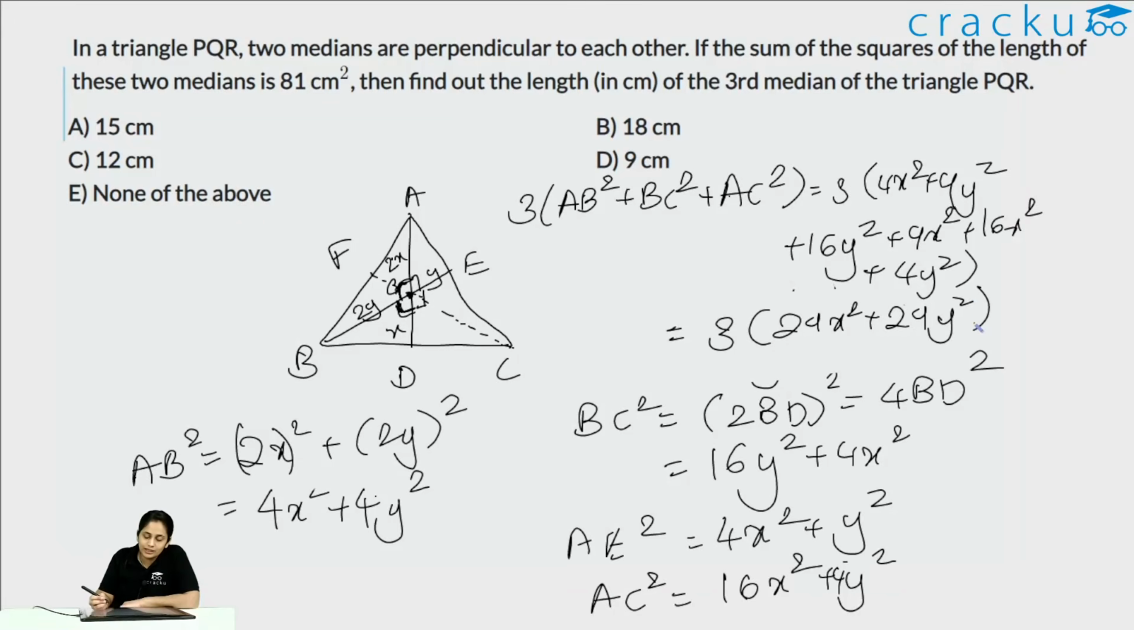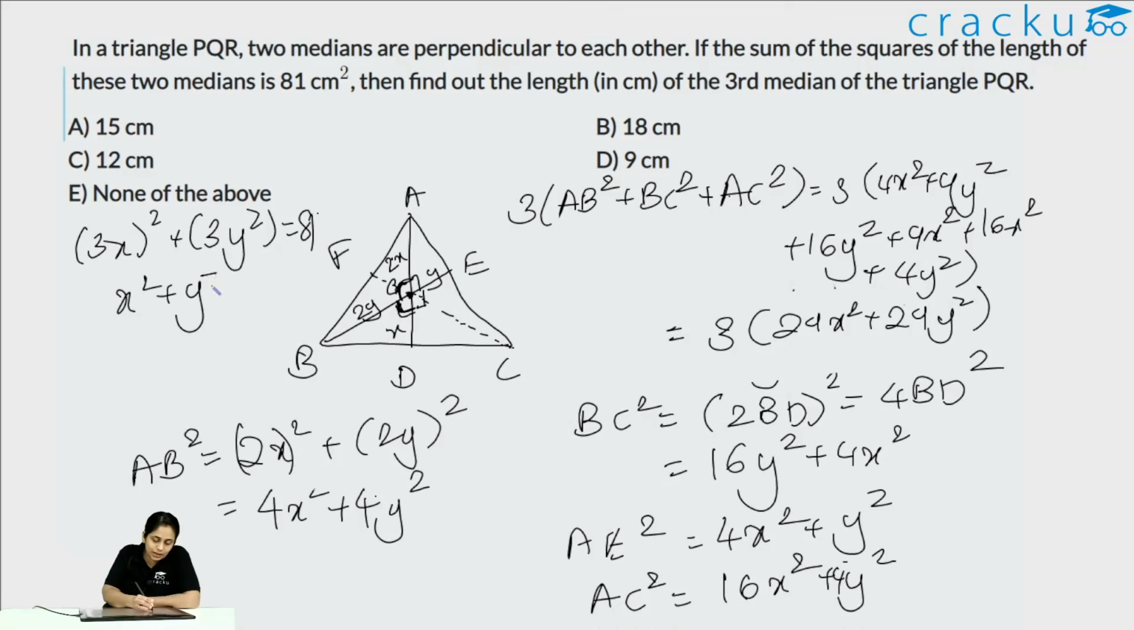Okay, but what is actually given? We have to find out the sum of the squares of the lengths of the two medians is 81 centimeter square. So how much is that? This is 3x the whole square plus 3y the whole square is equal to 81. So 9x square plus 9y square is equal to 81, or rather x square plus y square is equal to 9. Now 72 times x square plus y square is there. So that is 72 times 9, so that is equal to how much? This is 630 plus 18, 648. So we get that 3 times the sum of the squares of the sides is 648.